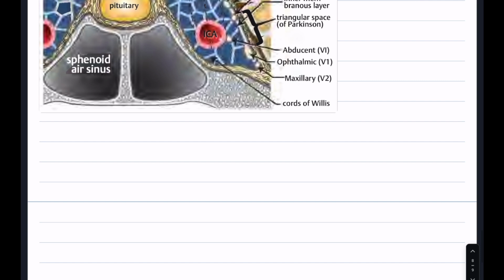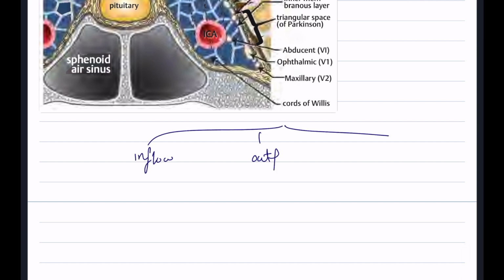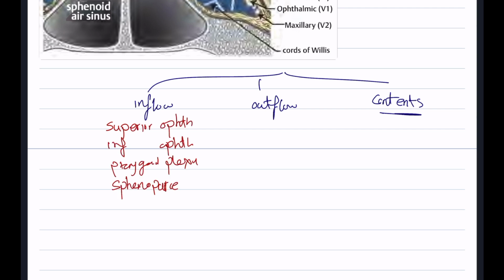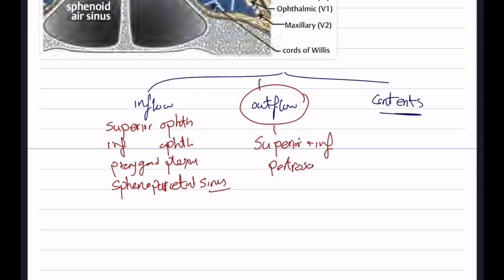What we need to learn about cavernous sinus is basically three things. What's the inflow, what's the outflow, and what are the contents of the cavernous sinus. The inflow usually gets flow from the superior ophthalmic vein and also the inferior ophthalmic vein, the pterygoid plexus, and the sphenoparietal sinus. The outflow will usually go into the superior and the inferior petrosal sinus. Consequently, this will go into the sigmoid sinus.